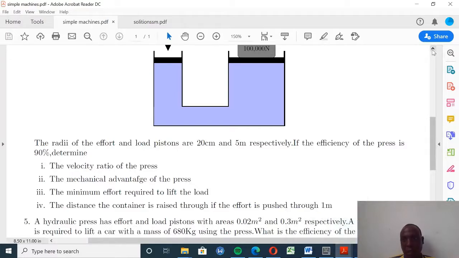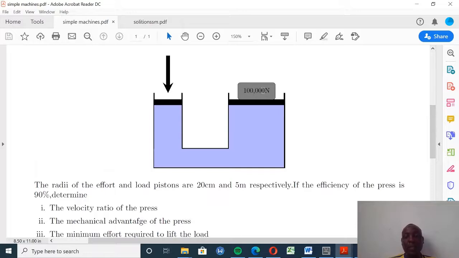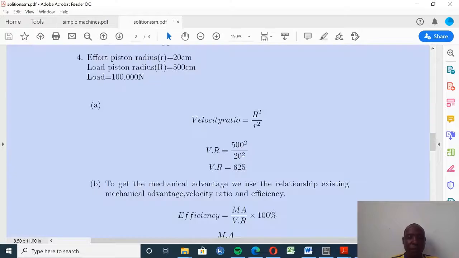For this particular question, they've drawn the diagram for us, and we can see this is the load that is supposed to be lifted up, and the effort is supposed to be applied this side here. So the first part is telling us to find the velocity ratio of the press. Now, how do I get the velocity ratio of the press?